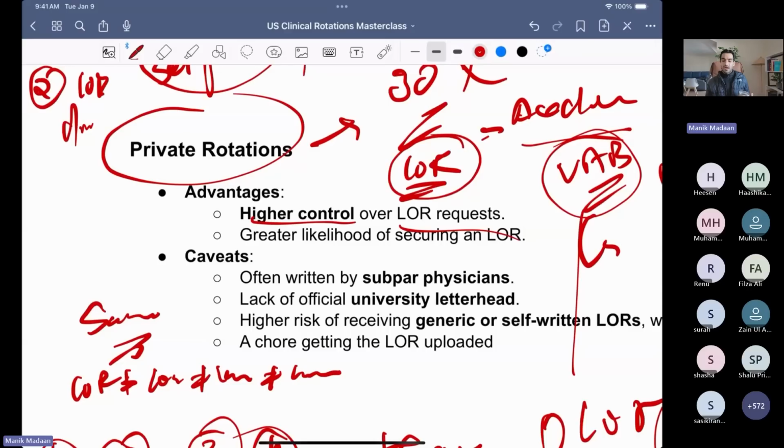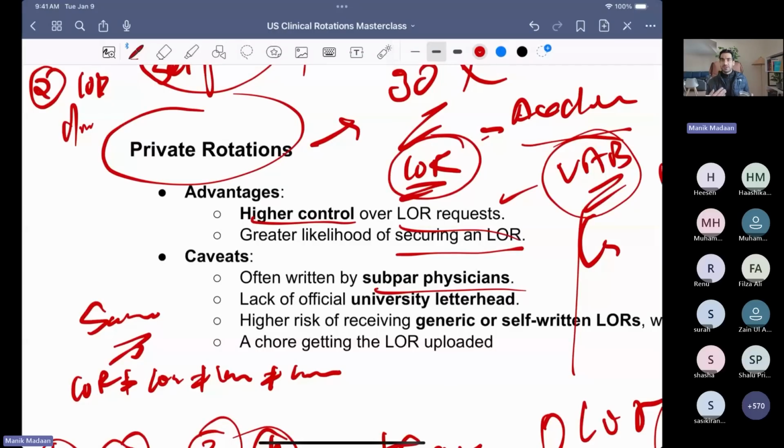But the higher control over LOR requests, which is you can tell them what to write, what not to write, can be a powerful thing with private rotations, and a greater likelihood of securing an LOR, because you're kind of buying the LOR itself, right? The problem is subpar physicians. These physicians are not academic physicians, not the best of their field.